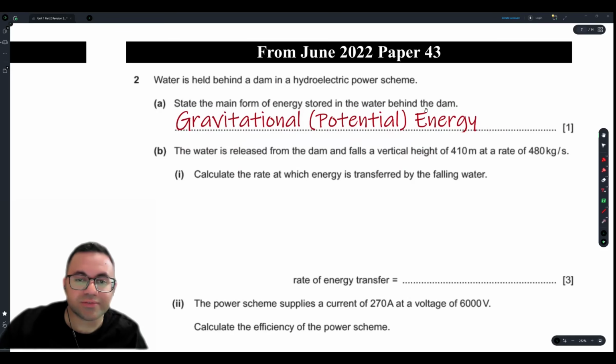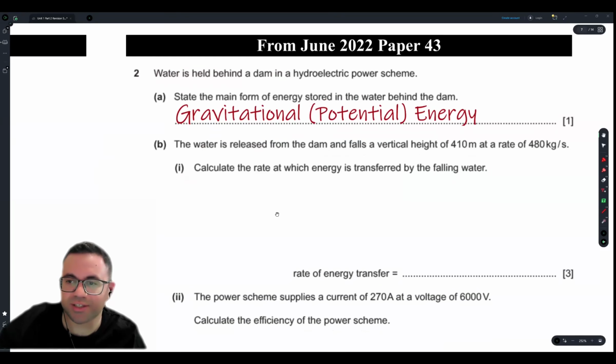The water is released from the dam and falls a vertical height of 410 meters at a rate of 480 kilograms per second. By the way, this is actually three values, not two. He's given me the height. He's given me the mass per second. He's given me the time, which is 1 second.